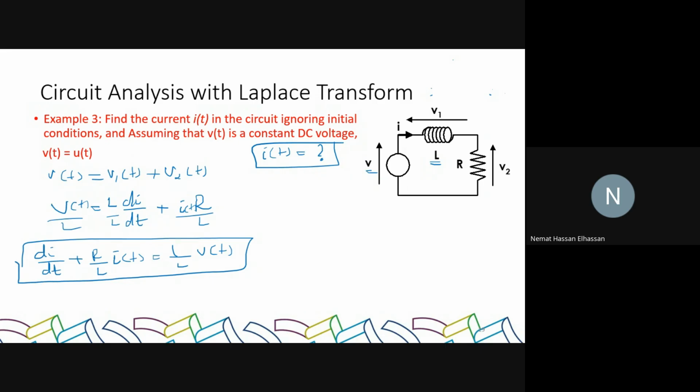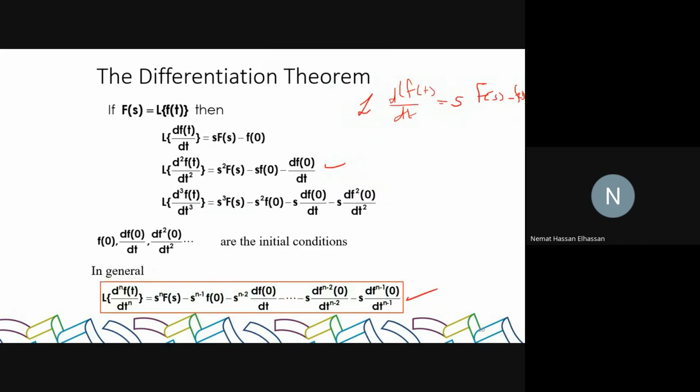So what we will do is convert our problem from time domain to Laplace domain in hope that it will become easy to solve. How do we do that? Term by term, we take each term and convert it by applying the Laplace transform. What is the Laplace transform of di over dt? We had the differentiation theorem, right? It says that the Laplace transform of a derivative is equal to sF of s minus f of 0, right? So this is what I will apply here for the first term.